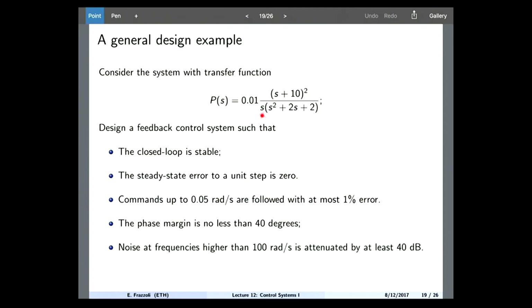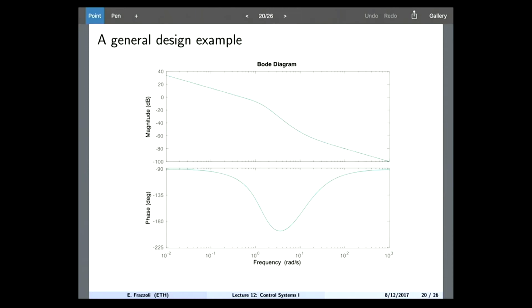I already have one, so I don't need an additional integrator. Fine, that part is easy. Now the next thing that it says is that the commands up to 0.05 radian per second are followed with at most 1% error. What does it mean?